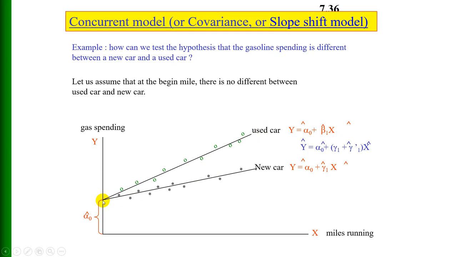Originally or basically their consumption is the same, but as the distance increases or the speed decreases, then the used car spends more gasoline as compared to the new car. So this is a kind of concurrent regression.